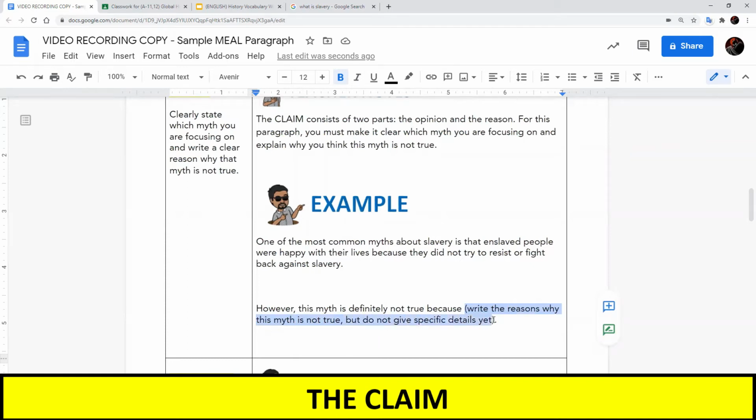But don't give any specific details yet. I'm sure some of you already have some ideas or specific details about what you want to write about from stuff that we've studied in class already or something that you've read, but this is not the place for putting those specific details. You kind of want to just talk about the bigger ideas first, okay? Right here. So what we're focusing on here is, it says, "However, this myth is definitely not true because." I'm going to include this one right here.